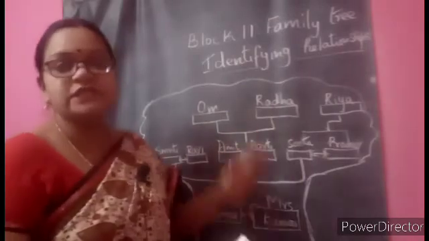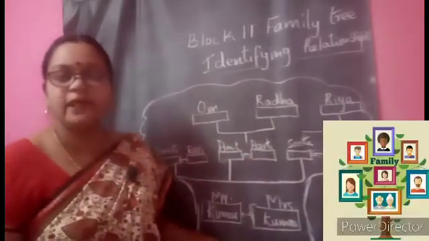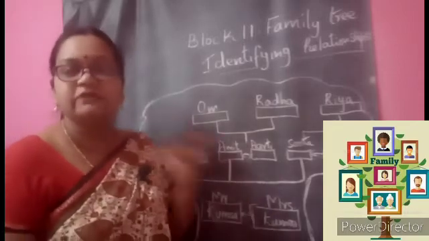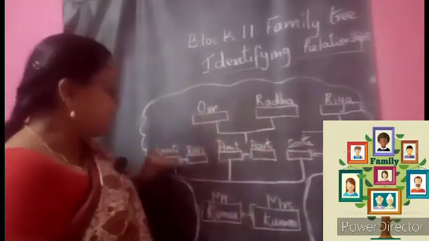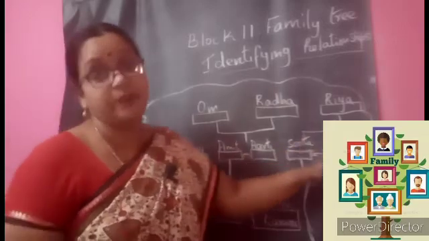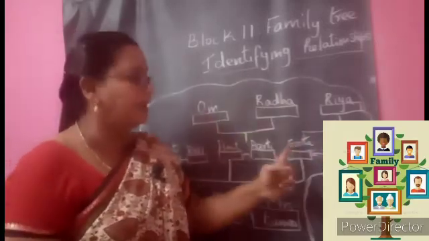Yes, children. So in this family tree there are three different stages. First the grandparents. Who are the grandparents? Mr. Kumar and Mrs. Kumar. Then they have three children. They are getting married to three different people: Smriti marries Ravi, Amit marries Aarti and Sarita marries Pranav. And Amit and Aarti have two kids, Om and Radha.